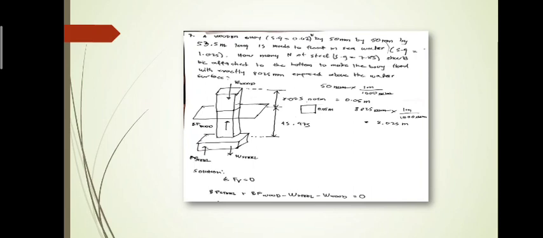A buoy SG equals 0.62, 50 mm by 50 mm by 3.5 m long, is made to float in seawater, SG equals to 1.025. How many newton of steel, SG equals 7.85, should be attached to the bottom to make the buoy float with exactly 8.025 mm exposed above the water surface.